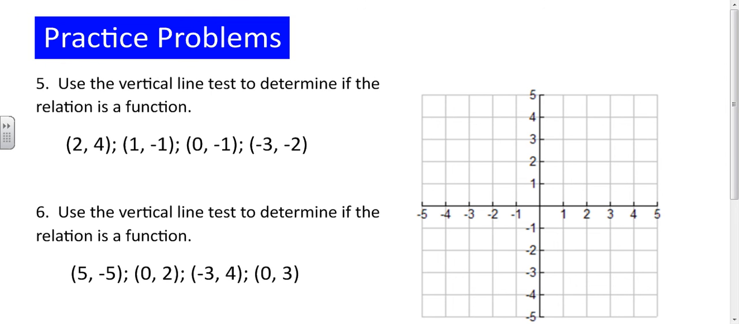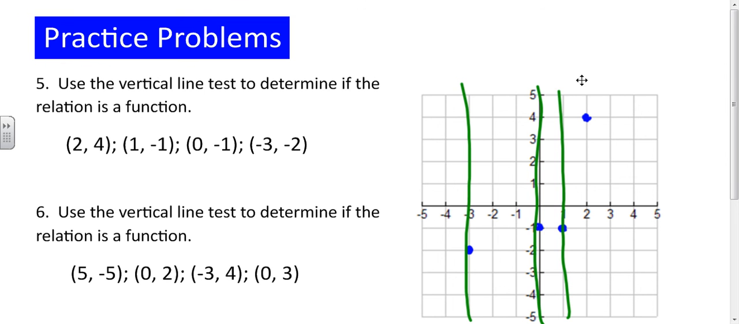And finally, let's use the vertical line test to determine if these relations are functions. I want to plot my points here: (2, 4), (1, -1), (0, -1), and (-3, -2). If I took a vertical line, would it pass through 2 points that I've graphed here? No, it would not. Since it does not pass through 2 points, it passes the vertical line test. So yes, this is a function.